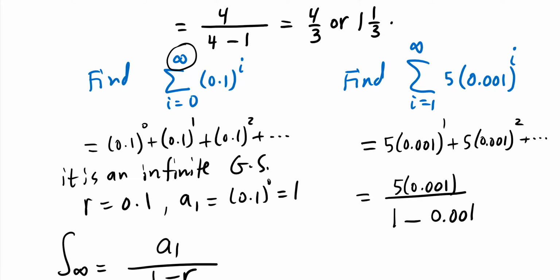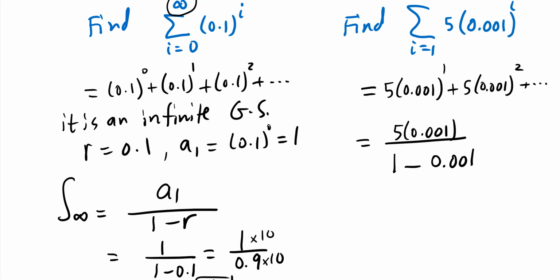Okay, 0.001. So on the top, if you like to multiply the numbers, you can do so, and that will give us 0.005. And in the denominator, we need to simplify that out. Don't leave it as is. So you can subtract them and get 0.999.